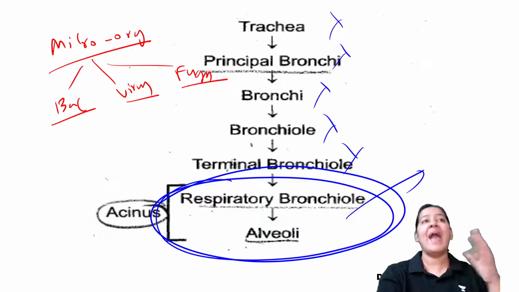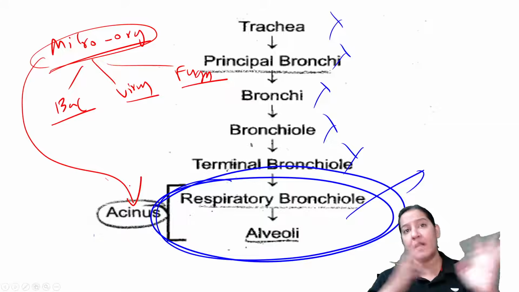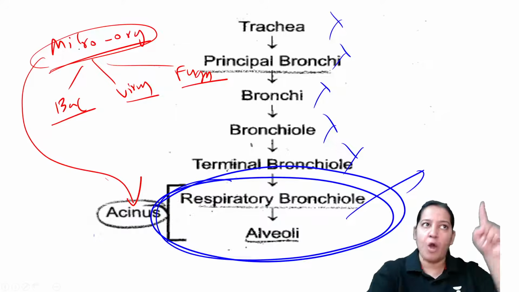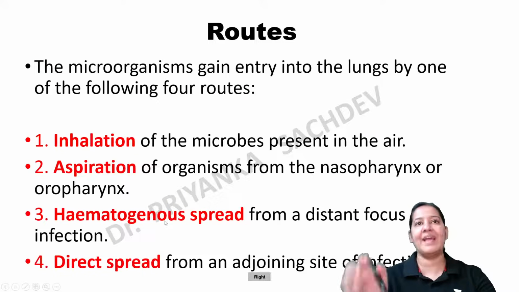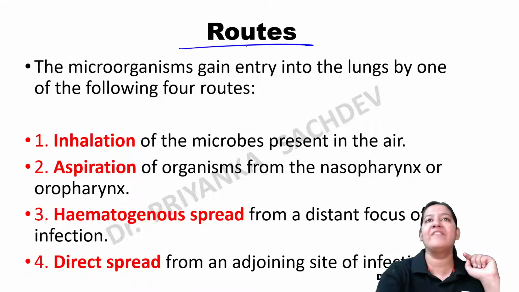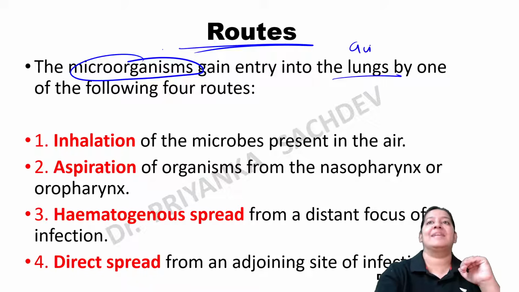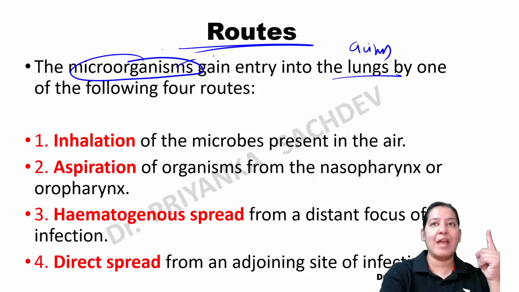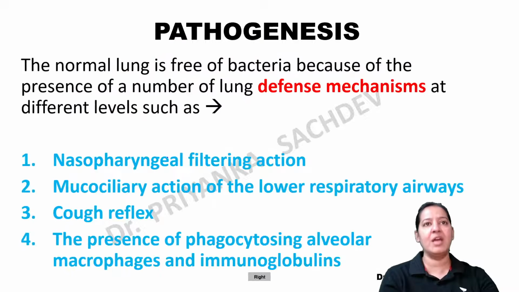Bacterial pneumonia. So how does any microorganism reach the acinus for causing pneumonia? What are the routes? For causing pneumonia, the organism should reach here, right? What are the routes by which microorganisms get entry into the lungs and reach the acinus? So the most common route is inhalation. By inhalation, it is reaching.